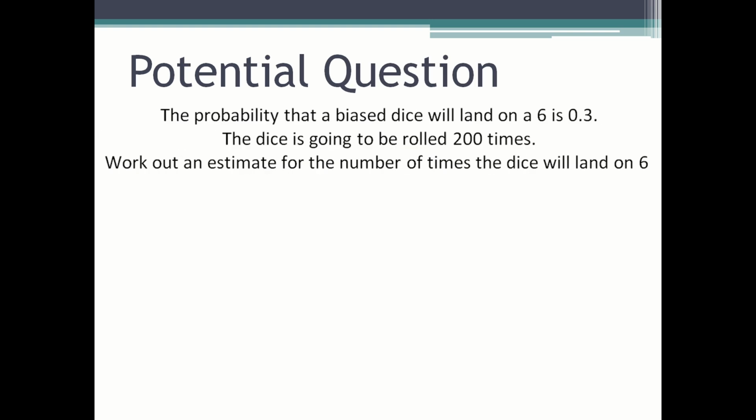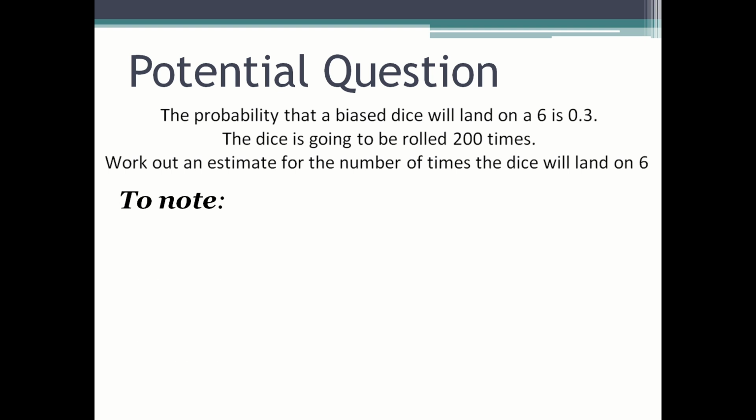So a potential question could be: the probability that a biased dice will land on 6 is 0.3. The dice is going to be rolled 200 times. Work out an estimate for the number of times the dice will land on 6.